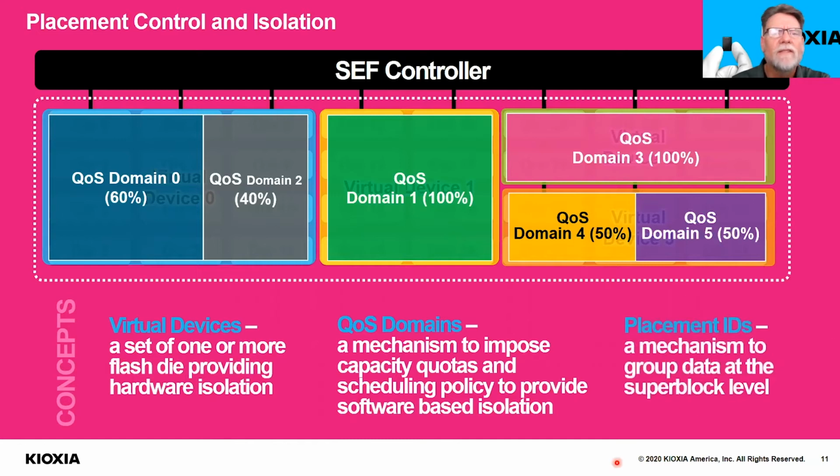The final concept is that of a placement ID. And this is a mechanism that allows applications to group data at the superblock level within a quality of service domain.